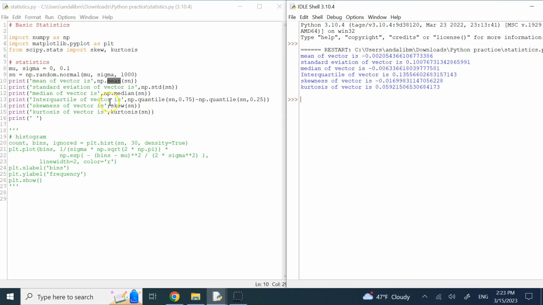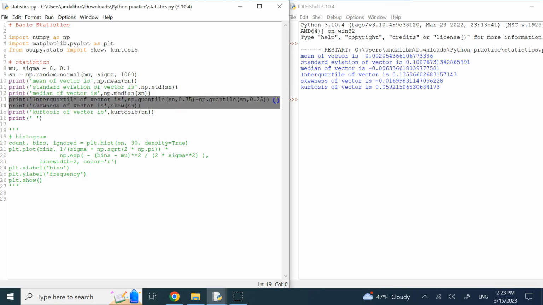Then we have the interquartile range, which is the quantile 75 minus quantile 25. And we can use this for outlier detection and outlier analysis using the box method. I'll show you after we go through these numbers. I'll show you how to use it. And then we have the skewness and kurtosis.